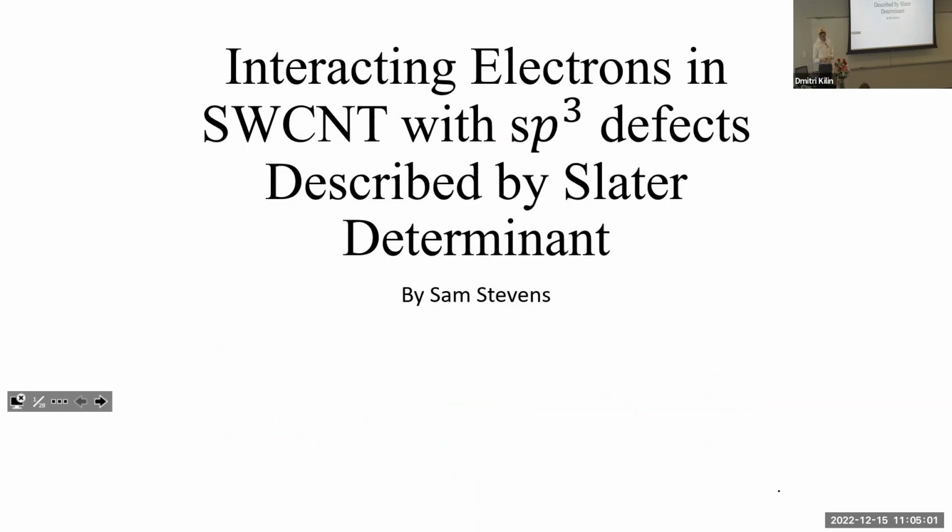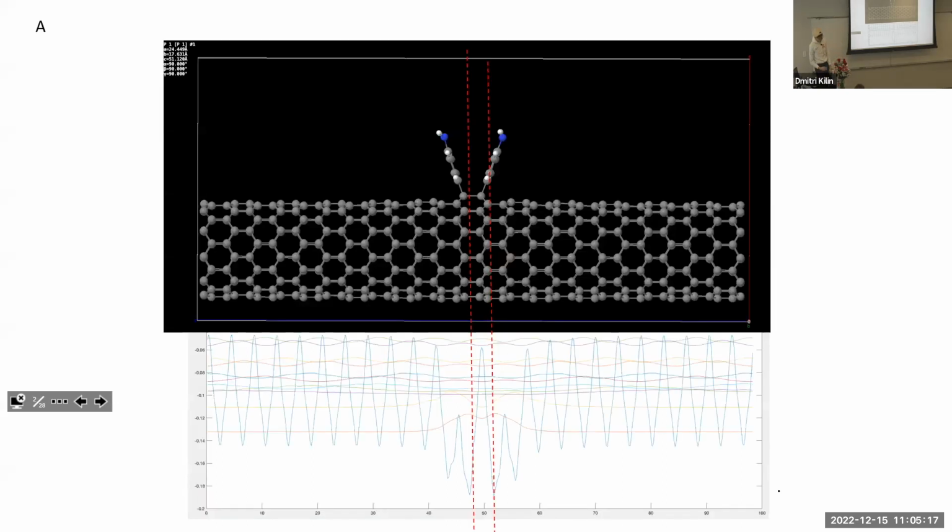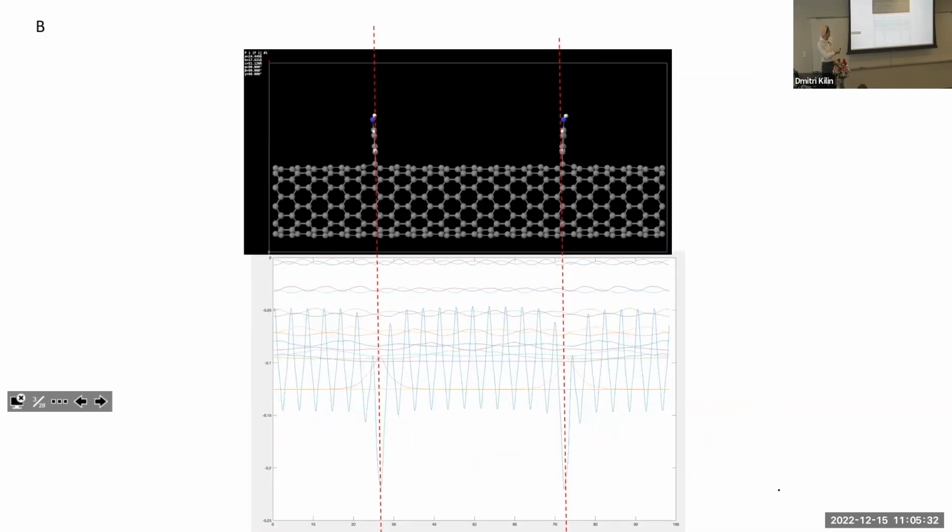Okay. All right. So my project was on the interaction of electrons in single-walled carbon nanotubes with sp3 defects described by the Slater determinant. I guess a little bit of background on what you'll be seeing: the defect that was used was aniline at 5 different spaces. The two we're going to be looking at are a single bond length away, and then 2.5 nanometers away.